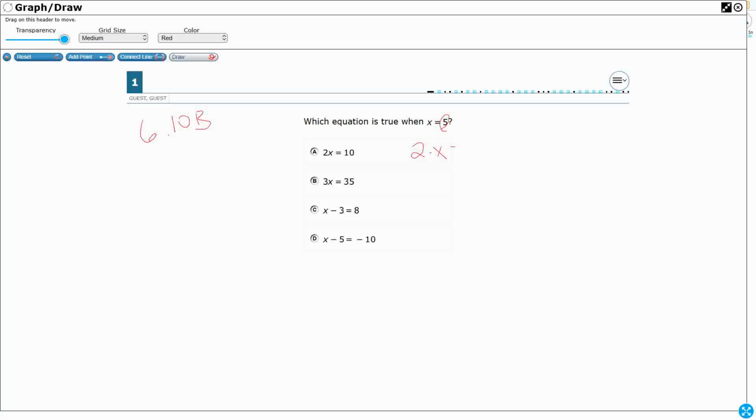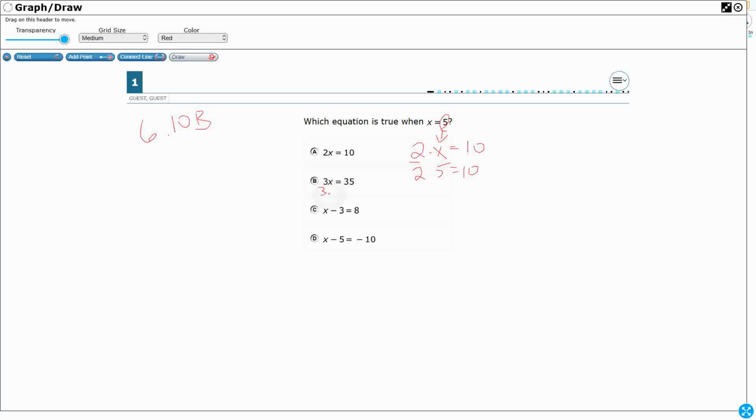So 2 times that x equals 10. That's what it means when you have a number next to a variable. So if I were to replace that x with that 5, that would mean I've got 2 times 5. And you see right off the bat, we've got our answer. 2 times 5 is 10.